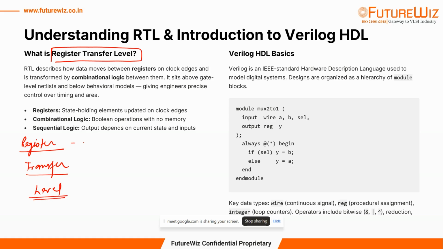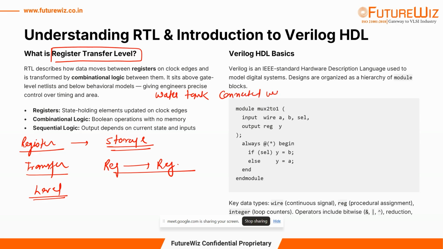So registers are basically for the storage of the data, and transfer means from one register to another register we have to send the values, right? And we have to control the flow of that data, right? You can imagine, I'm just giving you a practical analogy related to that. Let's say I have some water tanks which are connected with multiple pipes, which is the perfect example of that RTL, right?